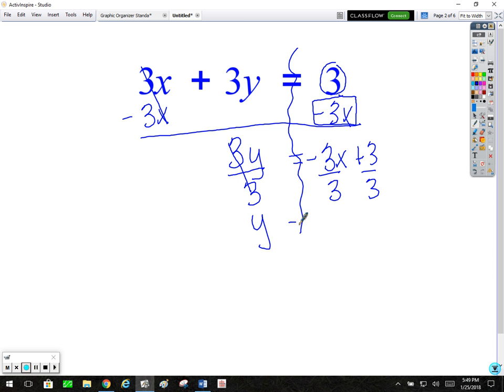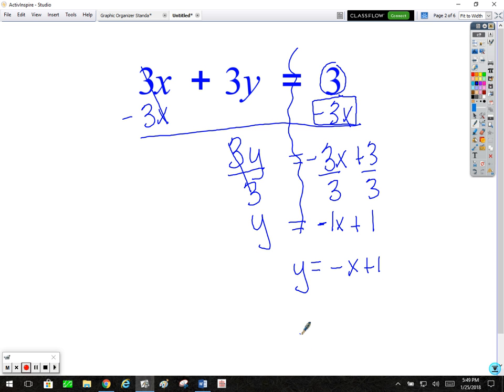So I have y is equal to, now right here, we need to reduce this fraction, rise over run for our slope. 3 divided by 3 is 1x, and then a negative divided by a positive is a negative. The same thing here: 3 divided by 3 is 1, and a positive divided by a positive is a positive. So my equation is y equals negative 1x plus 1. Remember, on a test you're not going to see that 1. You're actually going to see minus x plus 1.